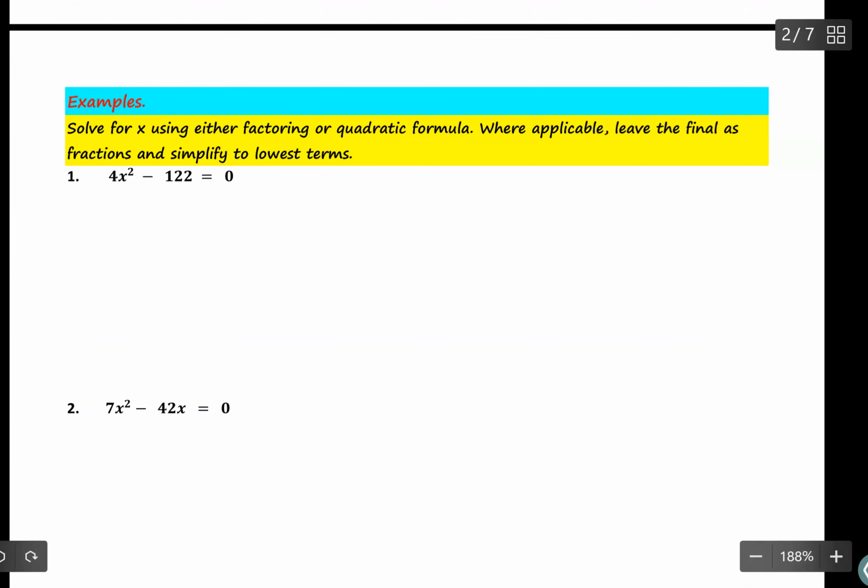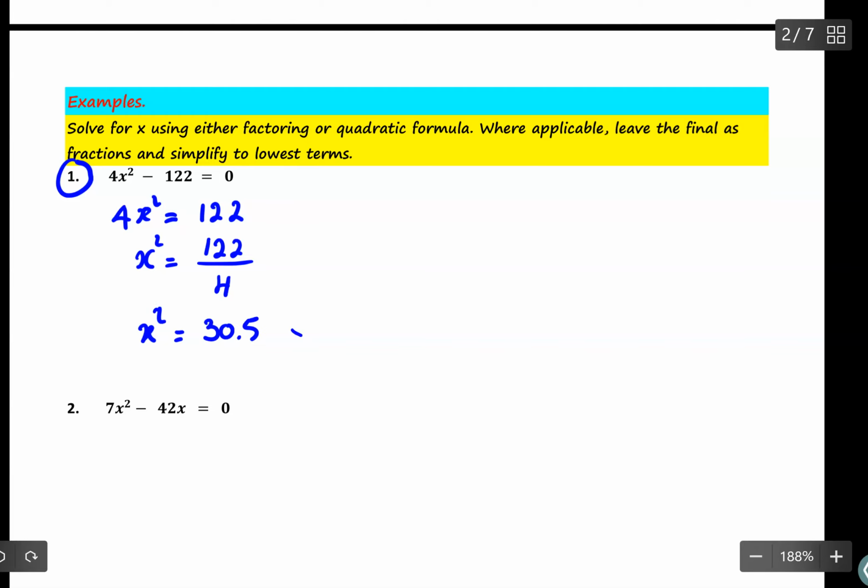The first question I would like to go over is the pure quadratics. 4x squared minus 122 equal to 0. It is the pure quadratics. So in order to solve for this, still follow the same concept of solving for an equation where you have to isolate x. So I have 4x squared equal to 122 on the other side. To divide both sides by 4, I should have 122 divided by 4. So x squared is equal to 30.5.